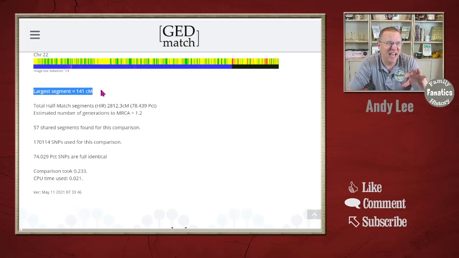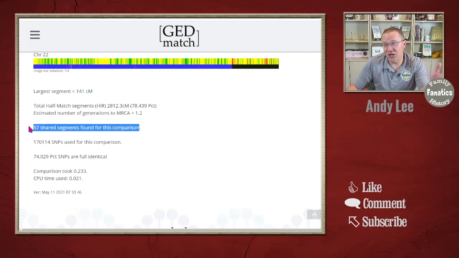Now, this is not necessarily that helpful, but where it can be is if you have endogamy in your family. In that case, you're actually looking for the matches that have the largest segments as opposed to those that have the most DNA shared. The larger segments usually mean a more recent ancestor that you share in common rather than the smaller segments. I have 57 shared segments with my brother.